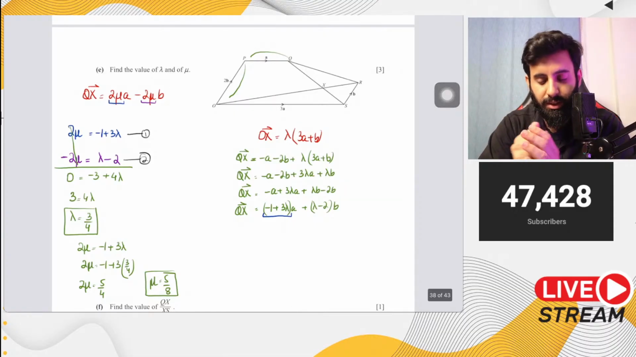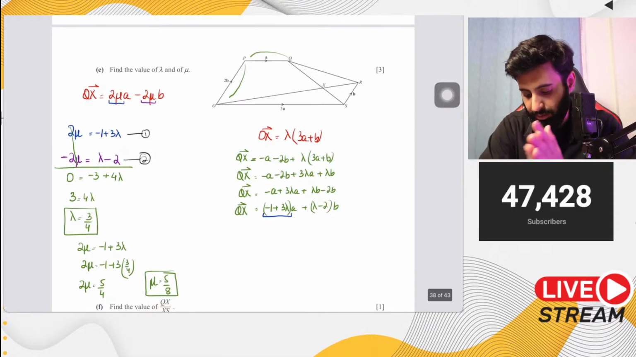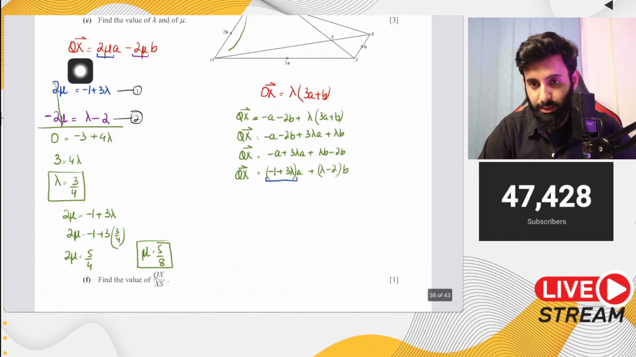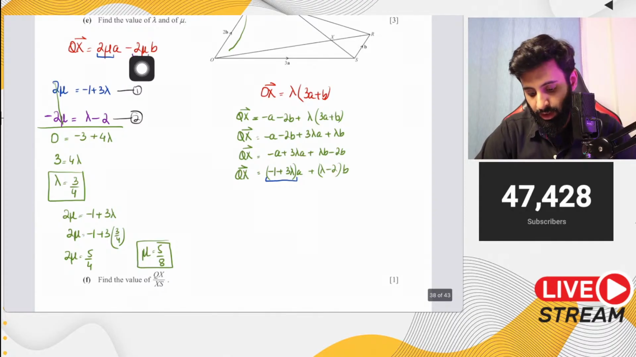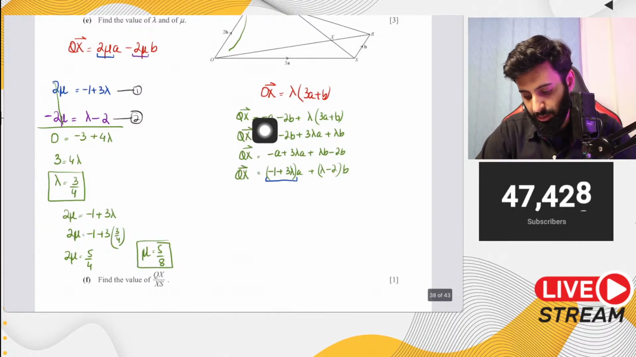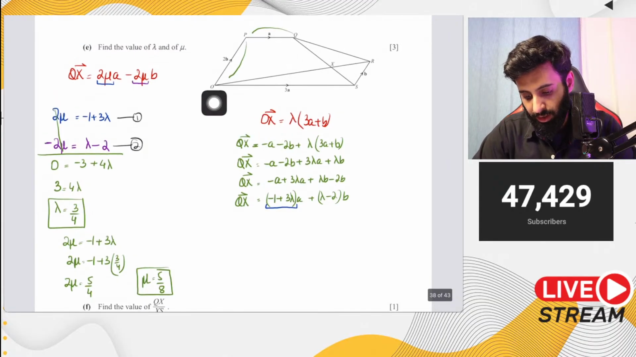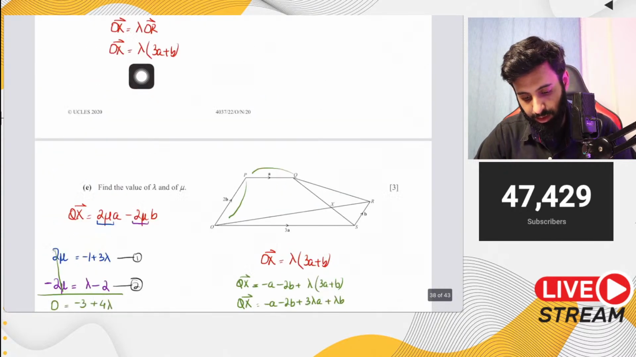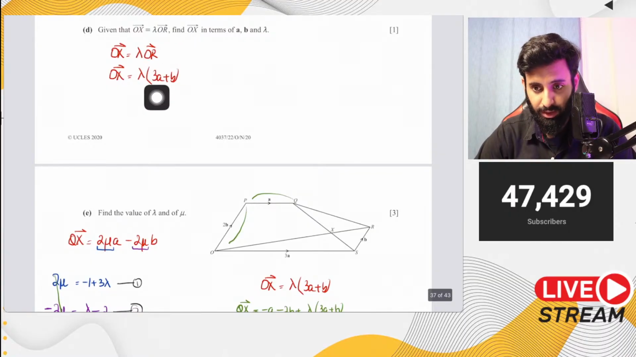Now I'll repeat what I've done. First of all, we had already found QX in terms of mu. This is what it was equal to. Now we found another QX, but in terms of lambda, for which here's what we did. We went from Q to P, then P to O, and then from O to X. Q to P is minus A, P to O is minus 2B, and then OX, which we already found over here in terms of lambda, was lambda into 3A plus B.